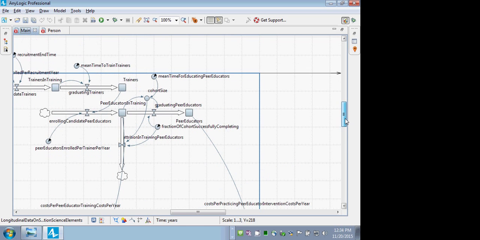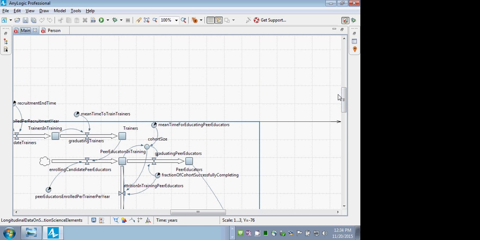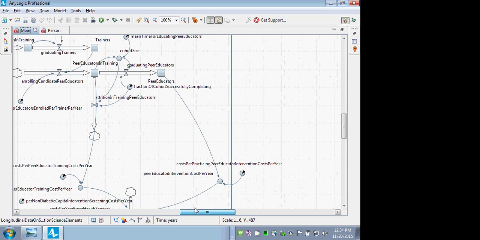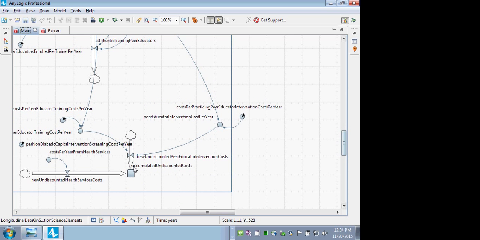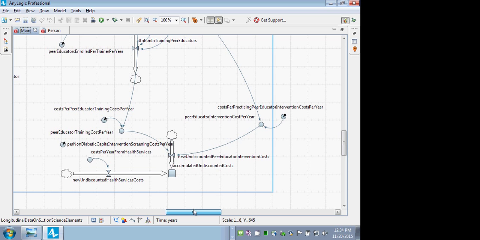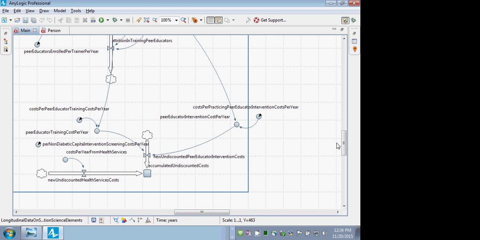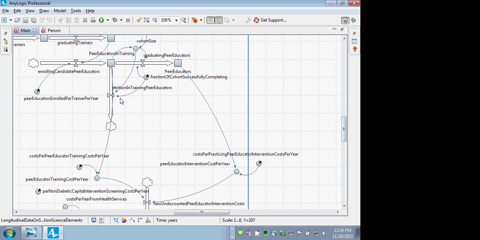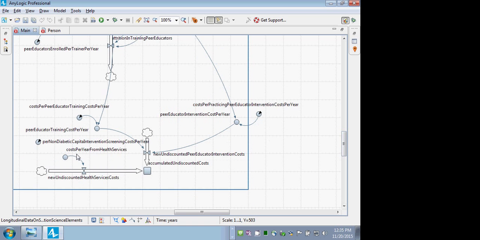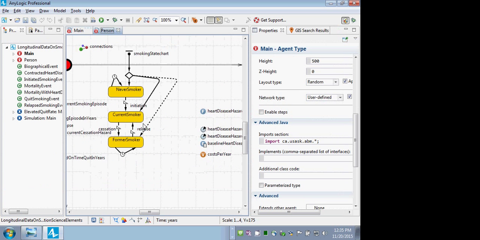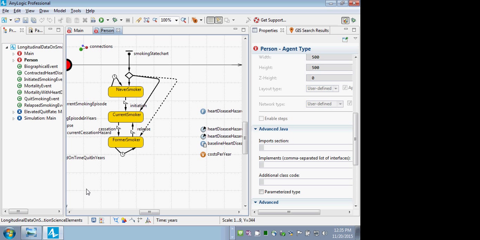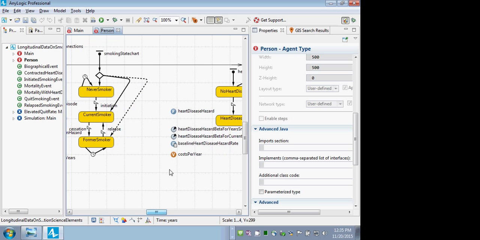So this is all in Main, and it's linked in with the costs. This model also has health economics components, accumulated undiscounted costs, for example. And these peer educators, training them and training the trainers for them, imposes some costs that are part of the picture. But then there are some costs per year from health services as saved, associated with their smoking behavior and heart disease. So here we have this cost per year which is exerted by a person.